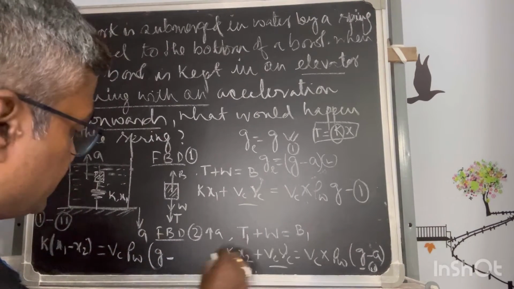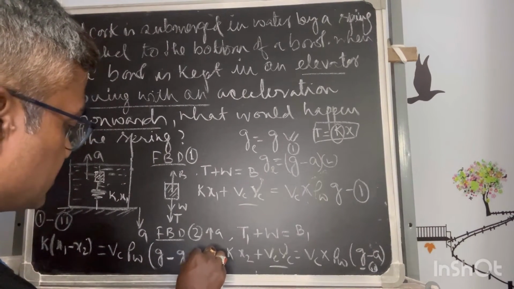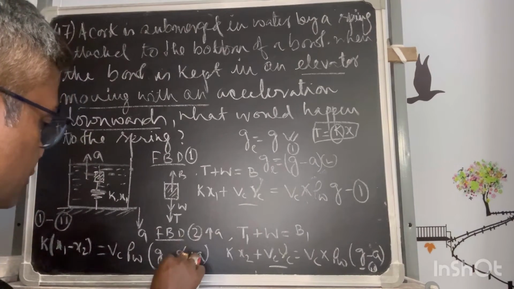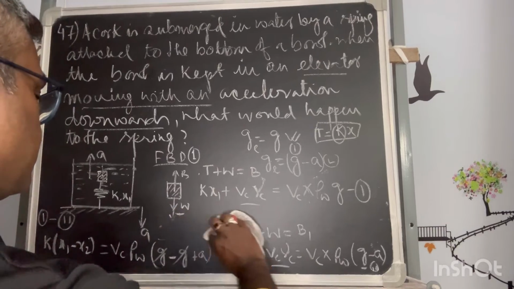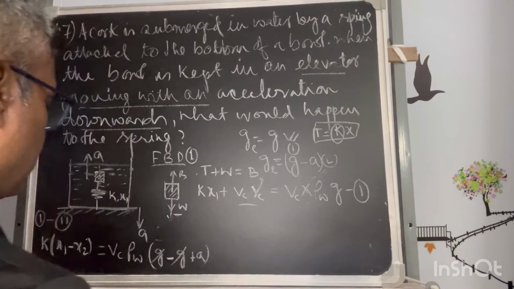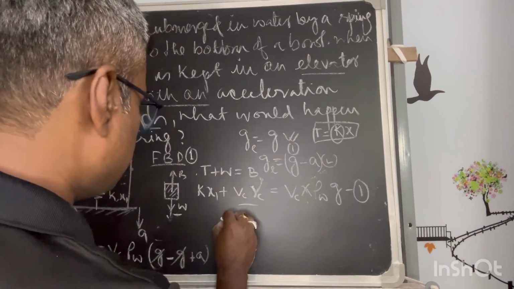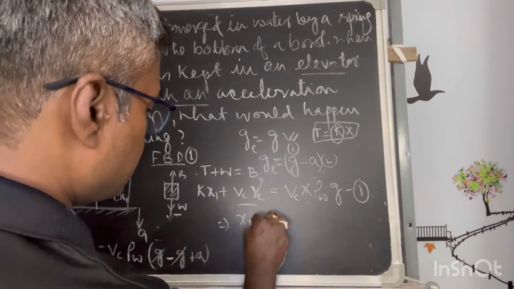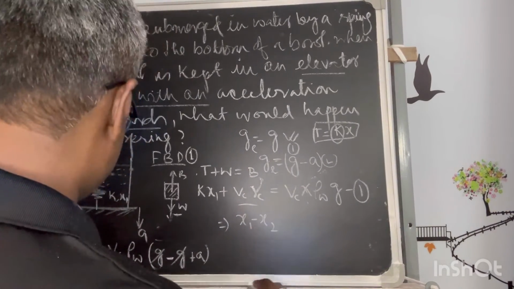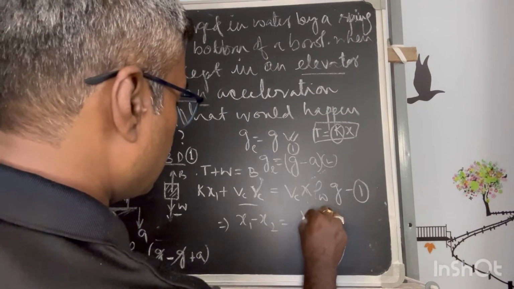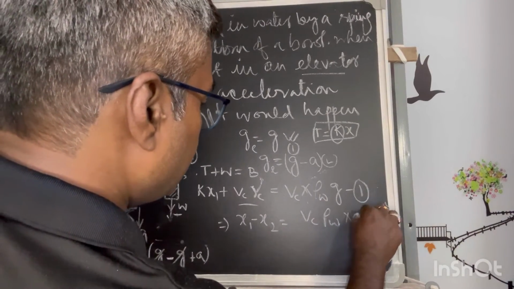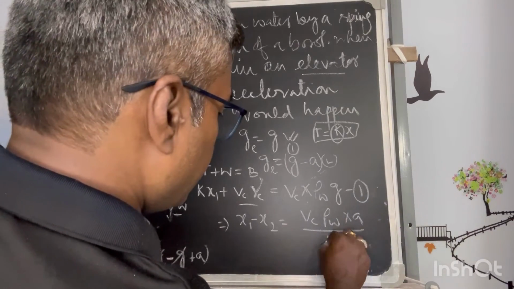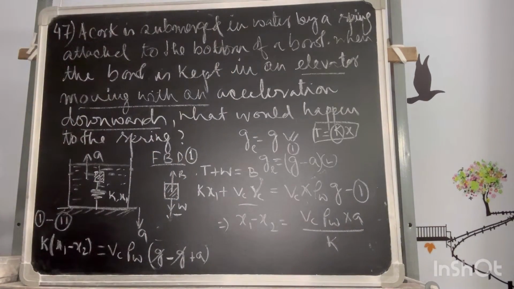And this will take the sign change and A. So this will be cancelled out. So ultimately this will become x1 minus x2 if I keep one side. The other thing I will keep on the other side, rho of W into A divided by K. Okay.